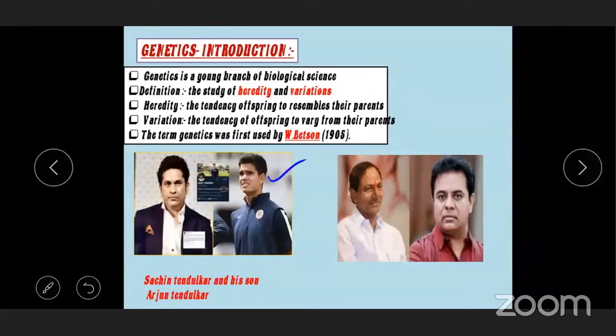And the second picture is KCR and his son KTR. Here also some variations are there, some resemblances are there. So studying these variations and hereditary characters is known as genetics. What is that? To study heredity and variations is known as genetics.